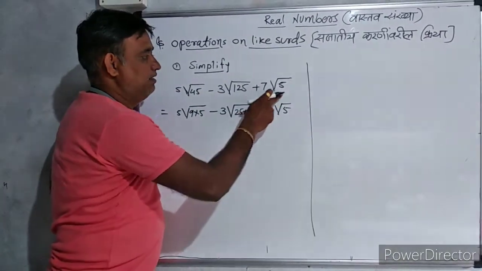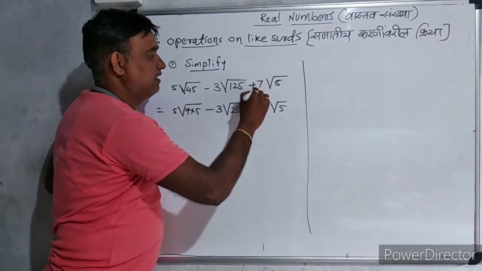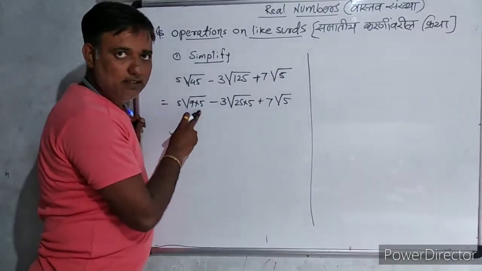Here remember one thing. If least number you get, then the number is common in all the terms.